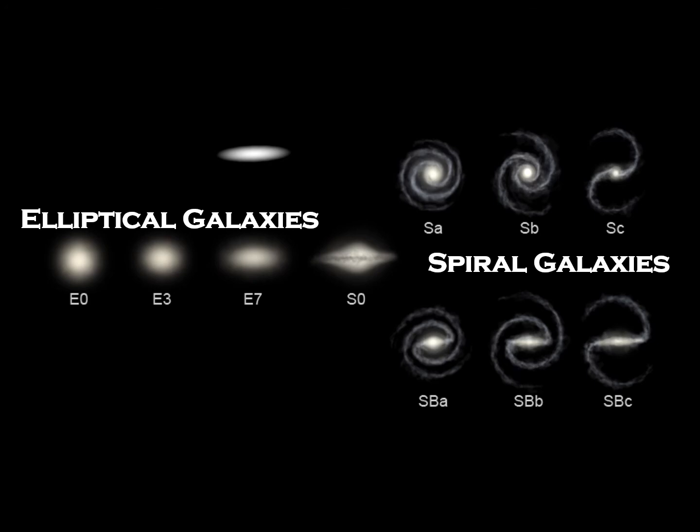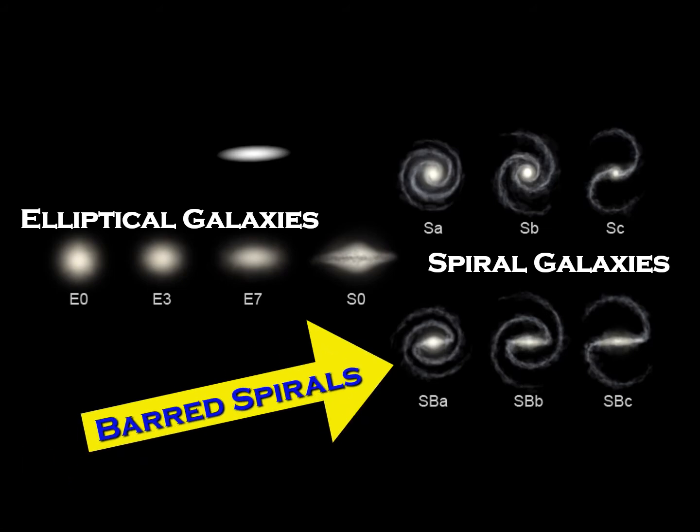Now, spiral galaxies have the spirals. And if they have a round nucleus, well, they're just called regular spirals. They're just called spiral galaxies. And if they have a barred nucleus, if the nucleus is shaped like a candy bar, then they are called barred spirals, or SB for spiral barred.